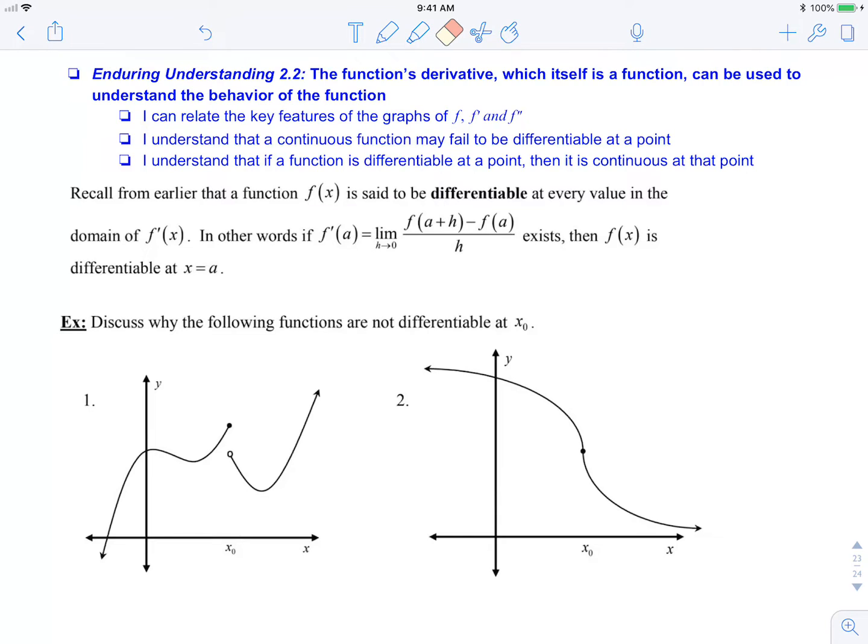So let's get into discussing the relation between the features of a function f and its derivative. There's two things that we want to understand in this unit. The first one is that a continuous function may fail to be differentiable, but also that a function that is differentiable at a point is continuous because the derivative exists there. So the tangent line exists at a point of tangency there.